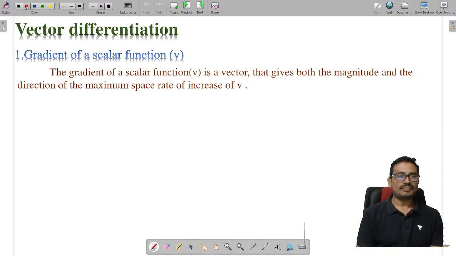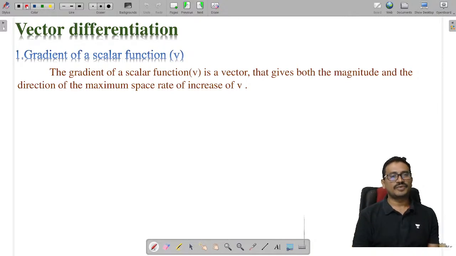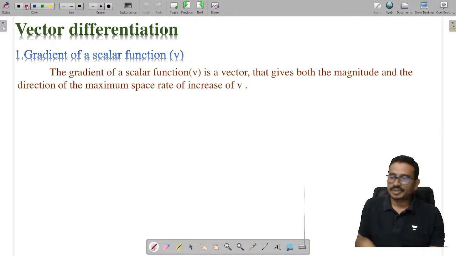Right. Let's talk about the next topic, that is vector differentiation. The first topic I am going to discuss in vector differentiation is gradient operations.